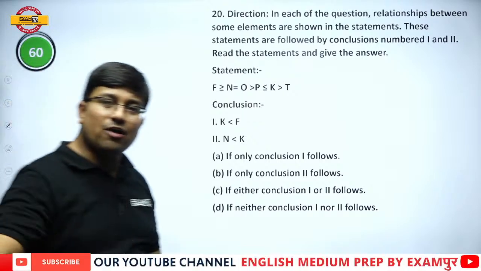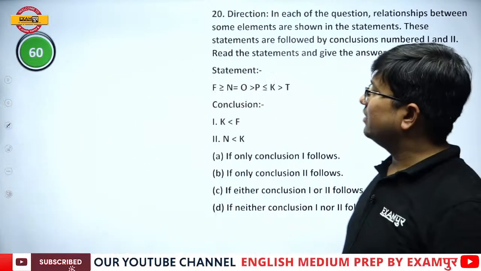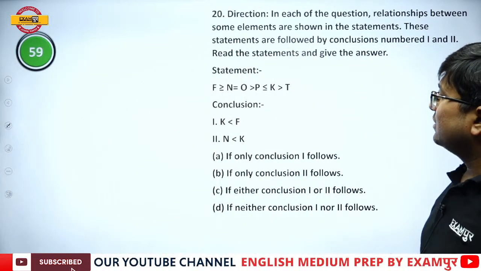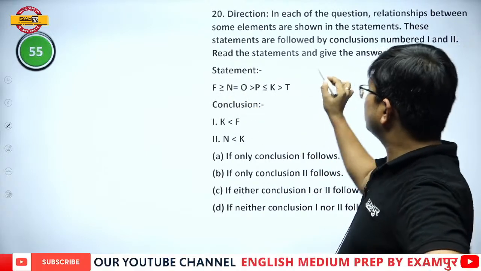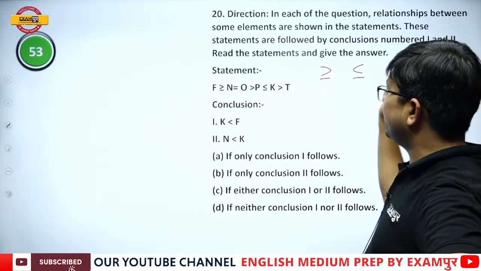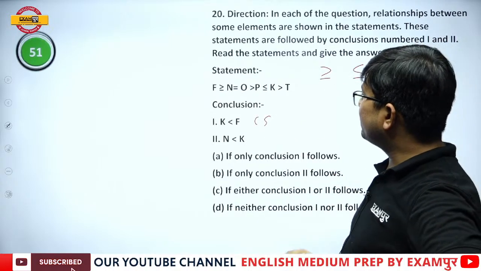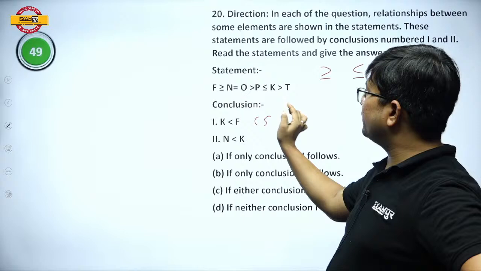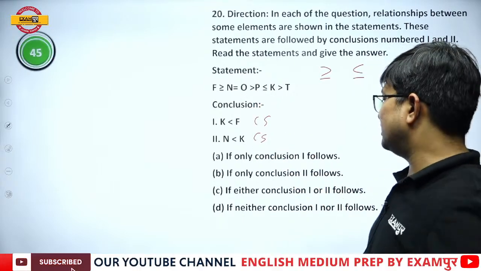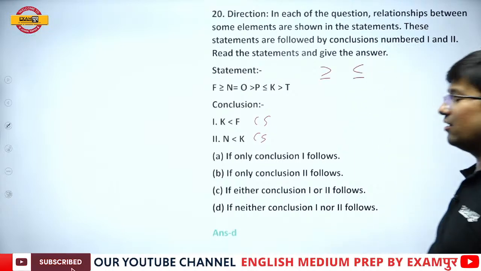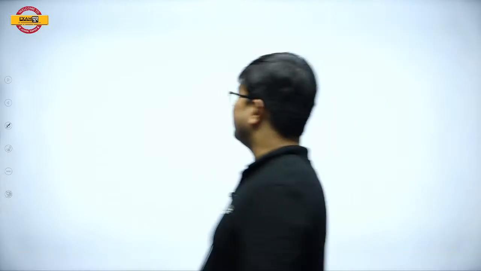See, please respond with full energy, guys. Come on. Next. Please solve this one. See, F is greater than K. Opposite symbol between F and K. Opposite symbol means opposite side facing. Okay. So, can't say. Between K and N, opposite symbol between K and N, so can't say. So therefore, the right answer to the question is none of them follows. Getting it, everyone?